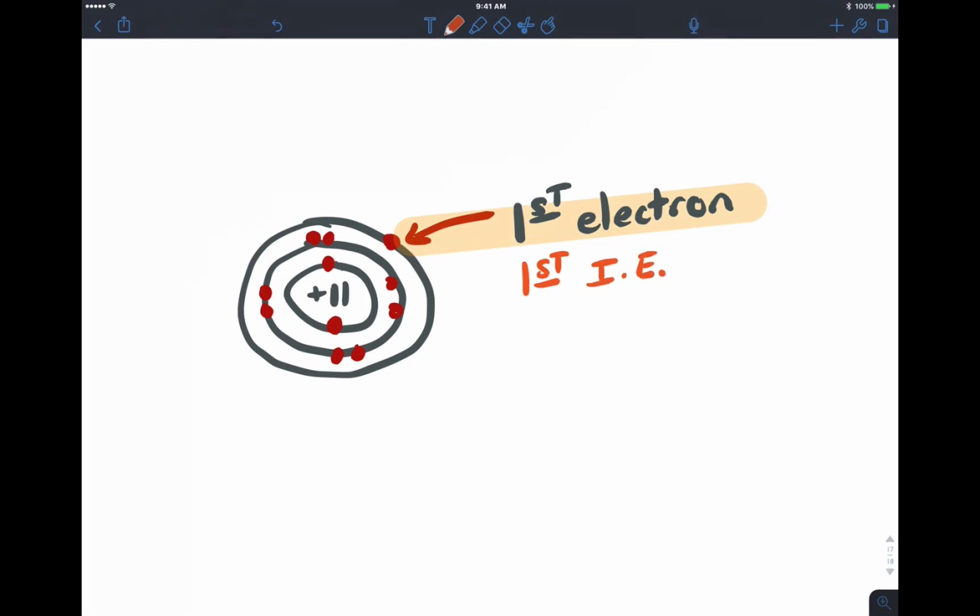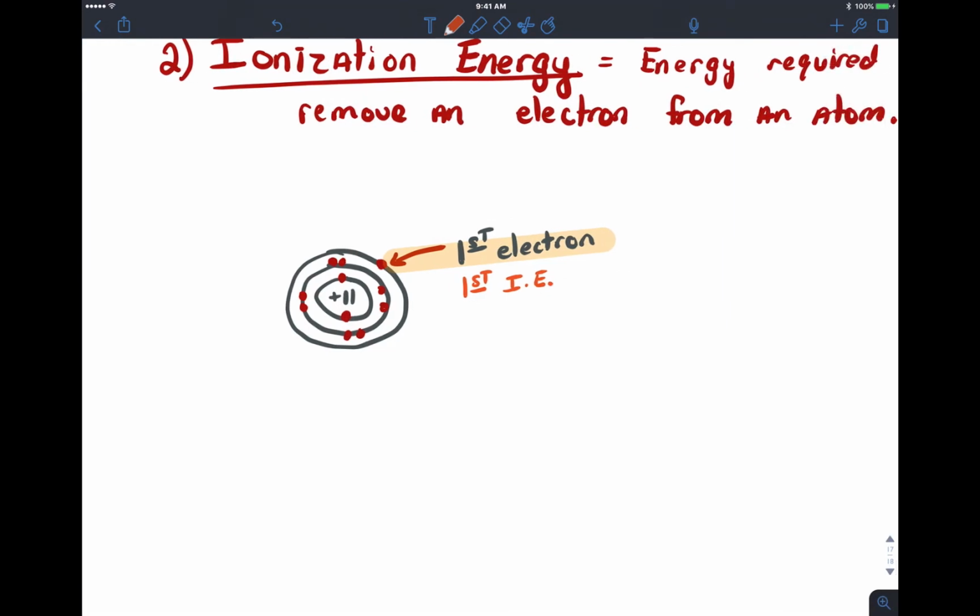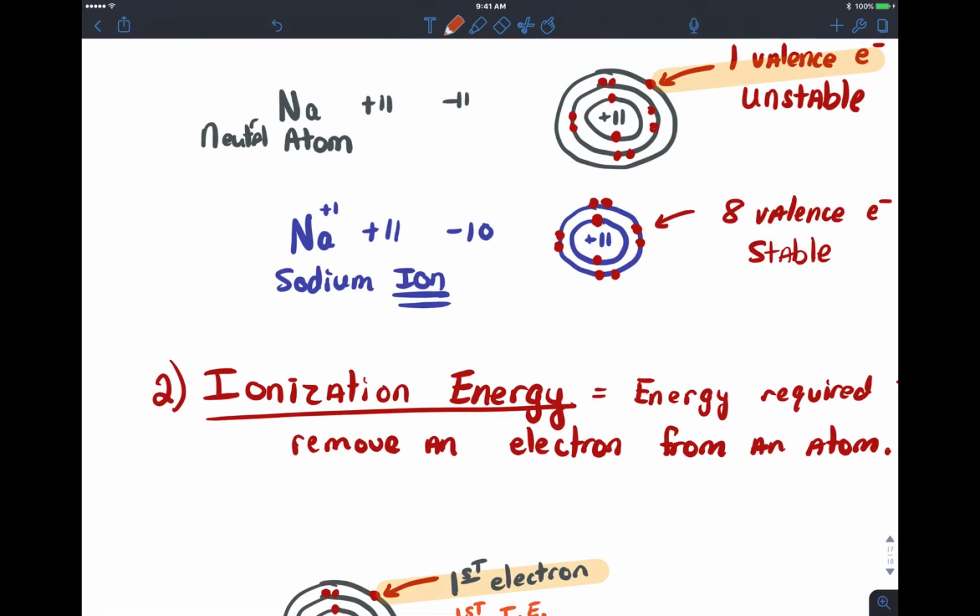ionization energy. Now these numbers, you don't have to have these memorized, because on my periodic table, I give them to you. So we're trying to figure out how much energy is needed to remove that outermost electron for that sodium atom to become chemically stable. So let's take a look at that periodic table.